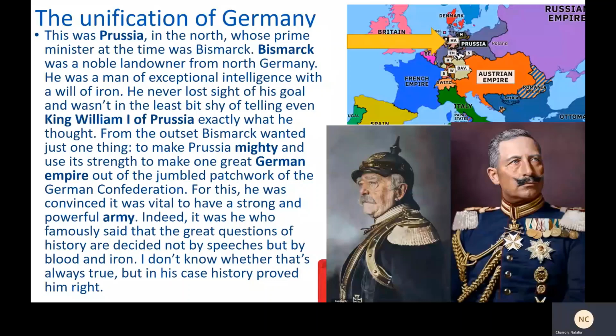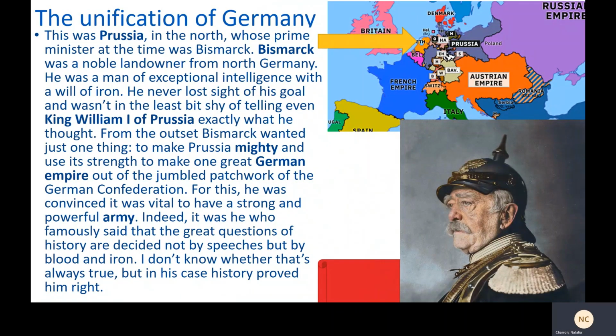Next, the unification of Germany. This was Prussia, right here, in the north, whose prime minister at the time was Bismarck. Bismarck was a noble landowner from North Germany. He was a man of exceptional intelligence with a will of iron. He never lost sight of his goal and wasn't in the least bit shy of telling even King William I of Prussia exactly what he thought.